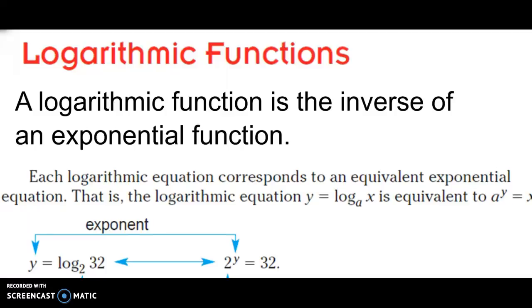Good morning. Today we're going to go over logarithmic functions, in case you were absent or you just want to go over them again. A logarithmic function is the inverse of an exponential function.